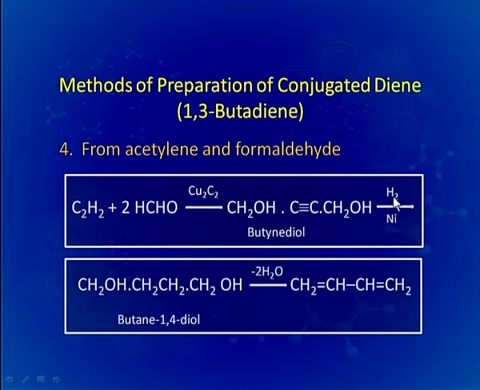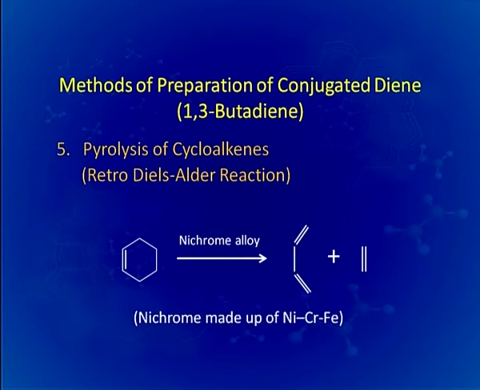And after hydrogenation in the presence of nickel, we get the saturated compound butane-1,4-diol. Hydrogen is added across this carbon-carbon triple bond, and here we get the saturated compound. After that, as we did in the earlier method, 2 moles of water will be removed and we will get 1,3-butadiene.